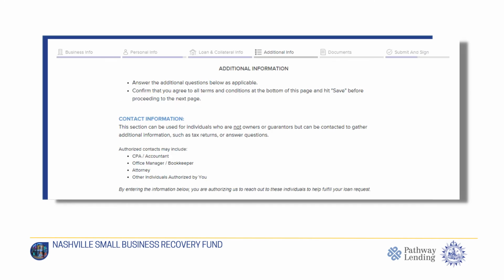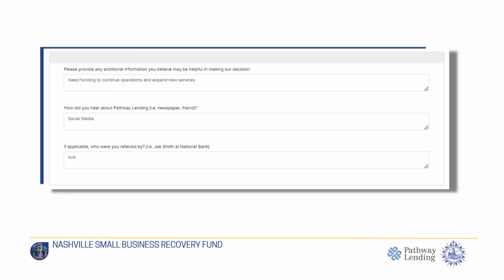The fourth tab is for additional information. This is where you have another opportunity to add a brief narrative on your business and specifically why you should receive a loan. You can also enter in how you heard about Pathway and the specific referral source if applicable. As you can see, none of these fields are required fields for the application.